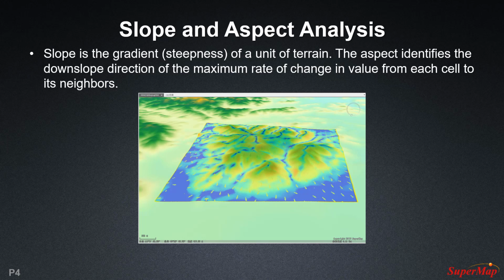Slope is often measured in degrees or in percent rise from 0 to 90 degrees. Aspect measures the direction of steepest slope for a location on the surface. It is usually measured in degrees, where 0 degrees is due north, 90 is due east, 180 is due south, and 270 degrees is due west. Let's go ahead and check this out.